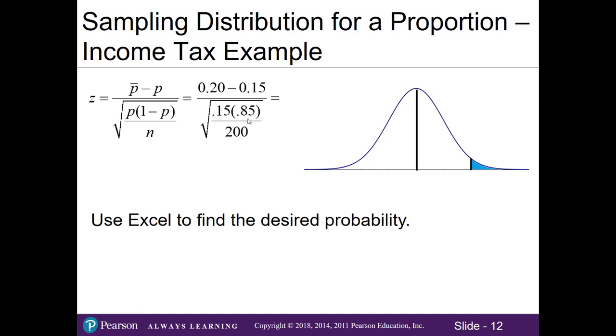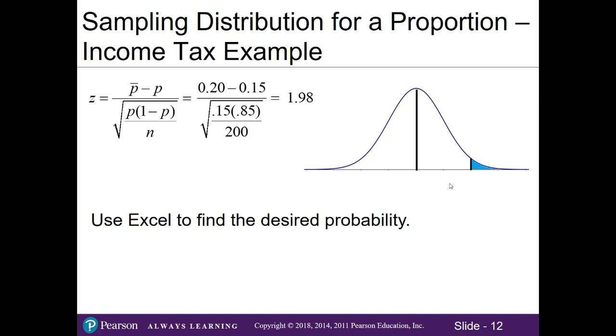Once I have my sampling error on top and my standard error in the bottom, I then divide the two from each other. Order of operations matters, so be careful. That'll give us a z-value of 1.98.